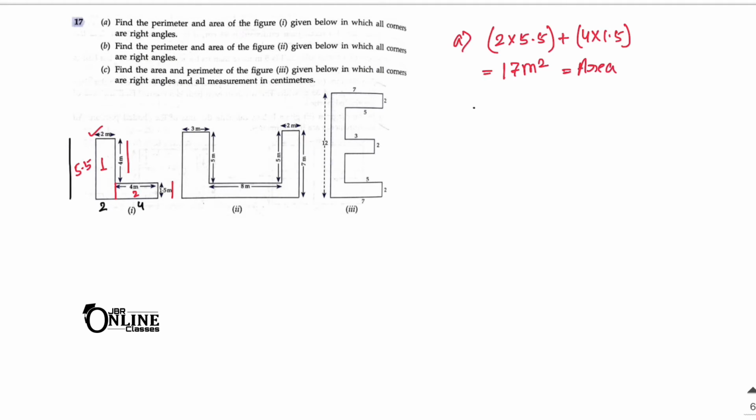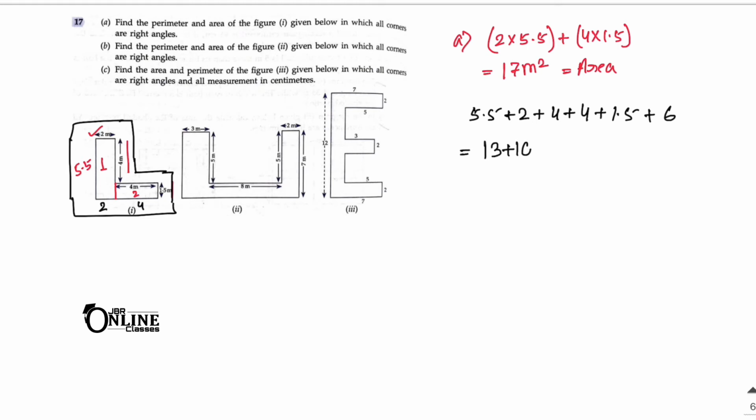So now you have to find out the perimeter. So here the first one is 5.5. After that it's 2. Then again 4. After that again 4. Next one here 1.5. And the lower one will be 6. Now if you add this, 5.5 plus 1.5 equals 7, and 7 plus 2 is 9, 9 plus 3 is 13. So 13 plus 10 equals 23. So 23 meters is the perimeter.